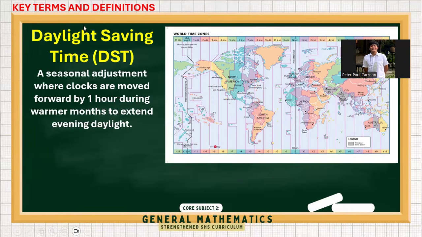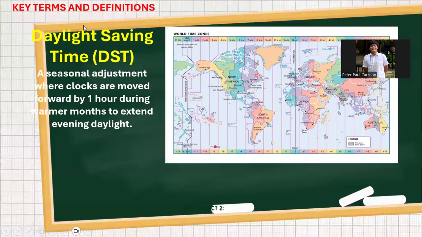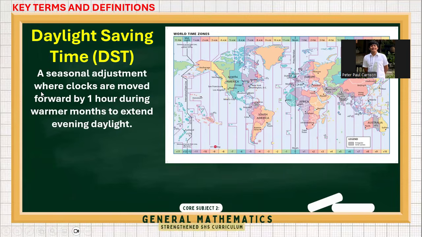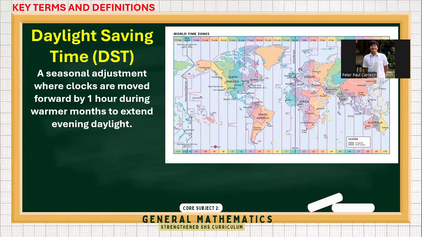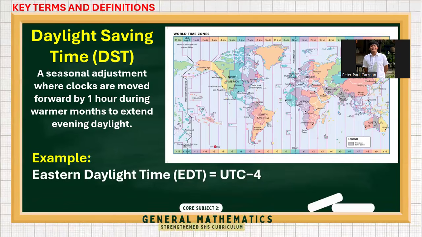Now, there are seasons in which we do not follow the UTC standard time, but we will be following the daylight saving time. A daylight saving time is a seasonal adjustment where clocks move forward by 1 hour during warmer months. So, let's have this as an example. For the Eastern Daylight Time, we follow a UTC -4. That is for the DST version.